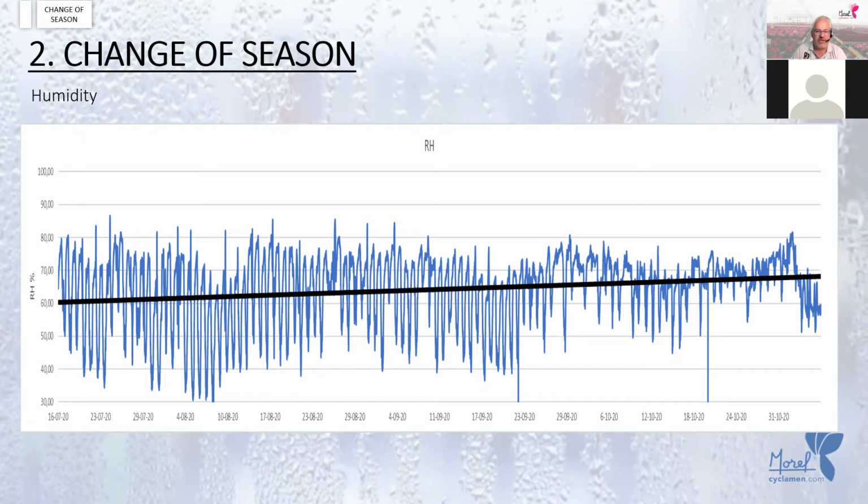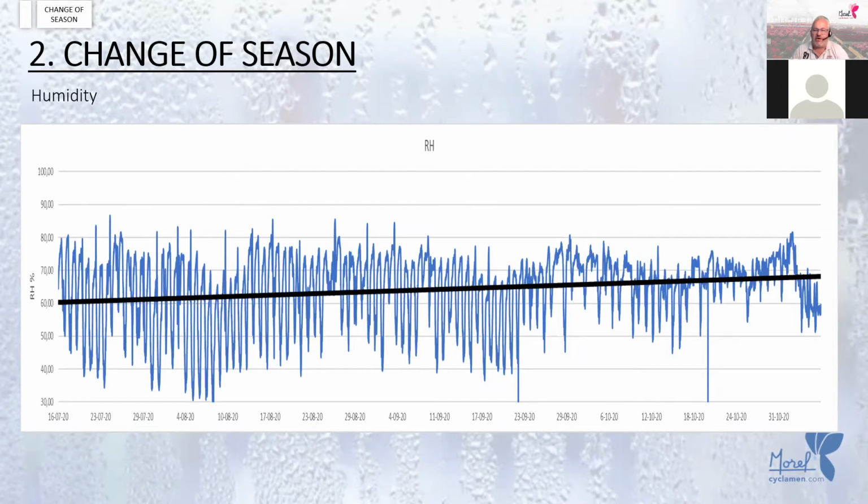So what we can see is that the humidity gradually goes up as temperatures drop. The black line here indicates the average per day, and you see that it starts around an average level per day at 60 and goes up until 70.